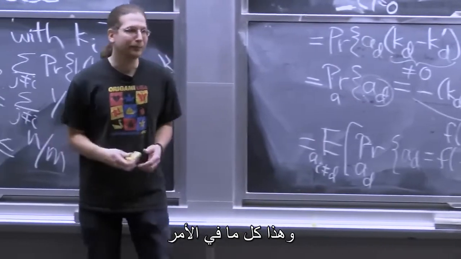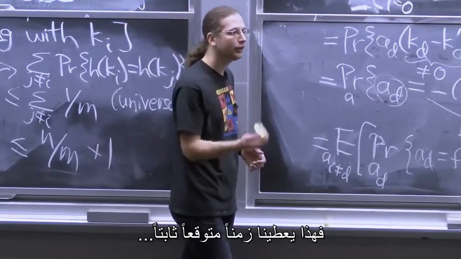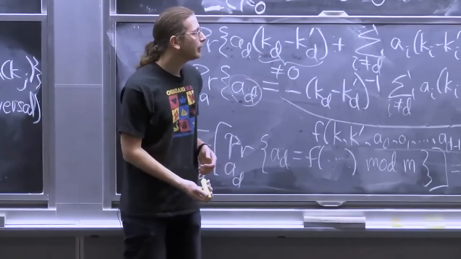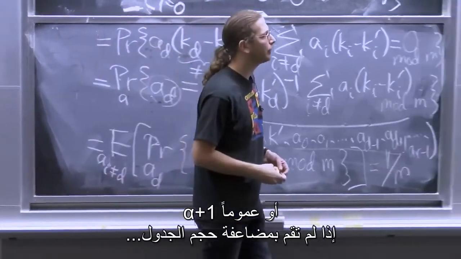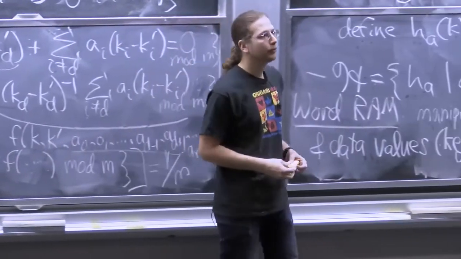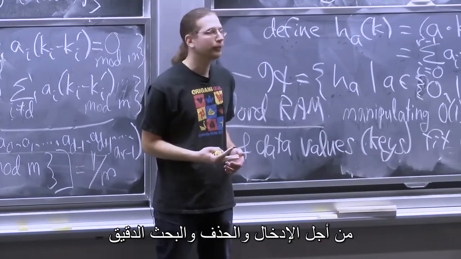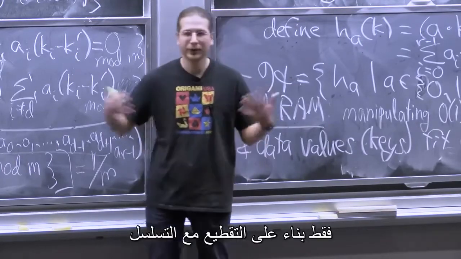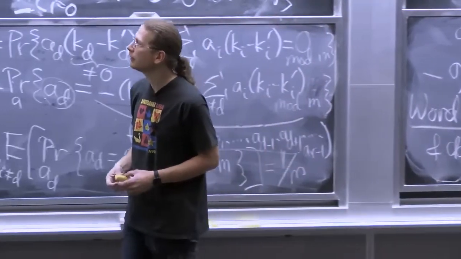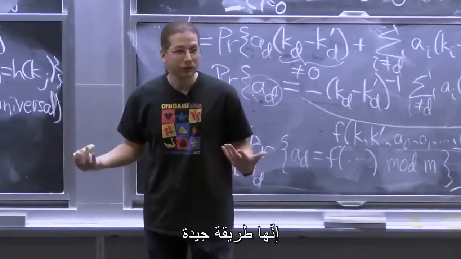And that's about it. So this will give us constant expected time, or in general, 1 plus alpha if you're not doing table doubling, for insert, delete, and exact search. Just building on the hashing with chaining. And so this is a good method.